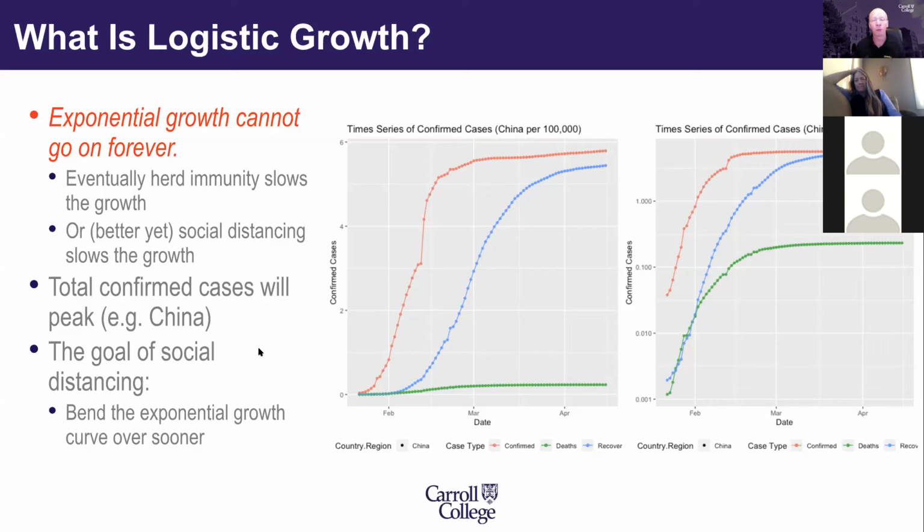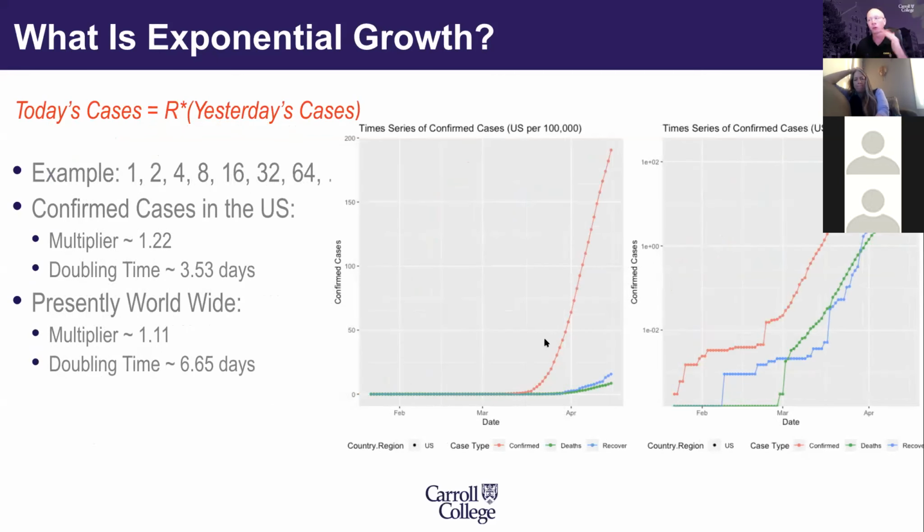So the goal of social distancing, for example, is to really get this exponential growth curve that we looked at back here to start to roll over so that we don't have such a fast, rapid growth.